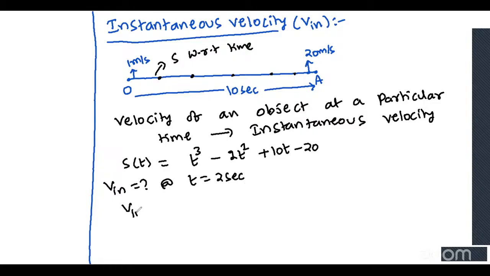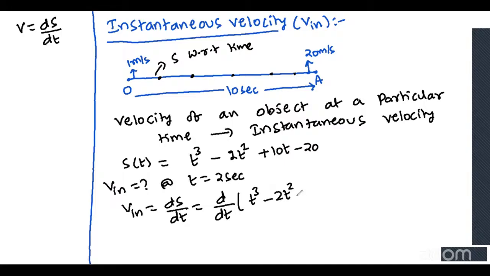Generally velocity means the rate of change of displacement. Here, the particle is moving in a straight line, so distance equals displacement. So that is ds by dt. First, we'll differentiate it: d by dt of (t cube minus 2t square plus 10t minus 20).